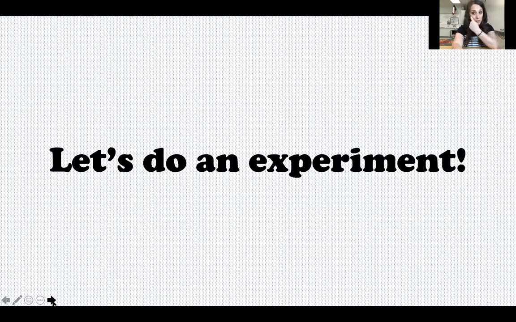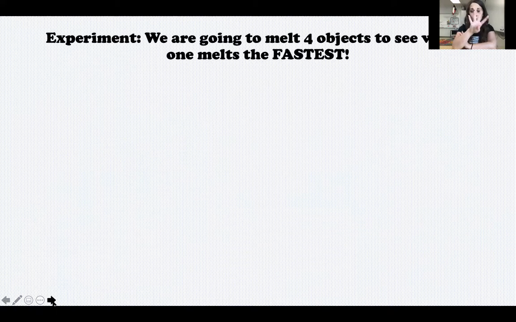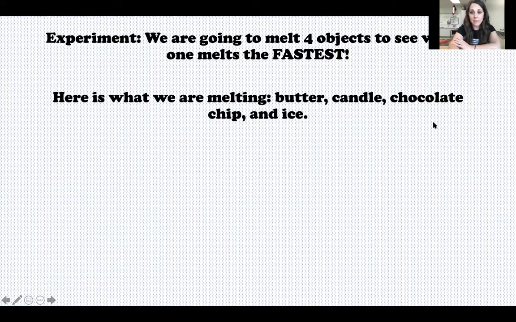So today we're going to do an experiment. We are going to melt 4 things to see which one melts the fastest or which one melts the most in the amount of time we give them. Here's the objects we're going to melt. We are going to be melting butter. Let me get my butter and show you.